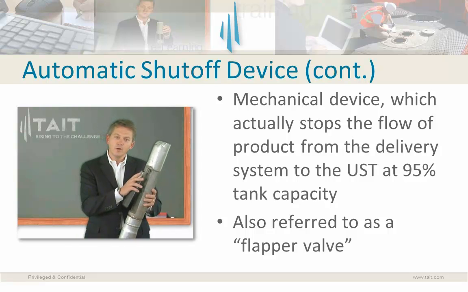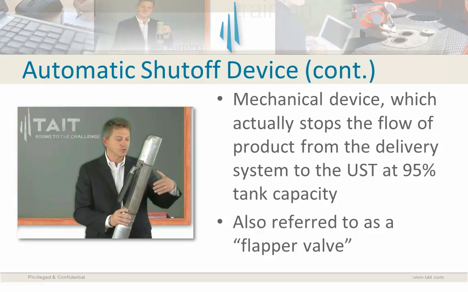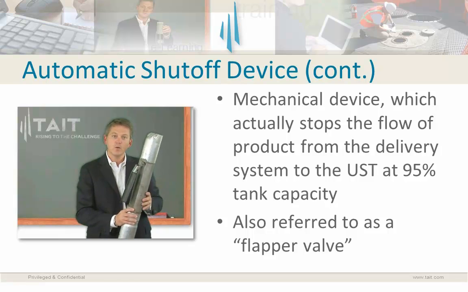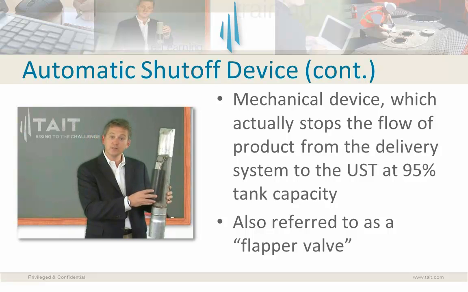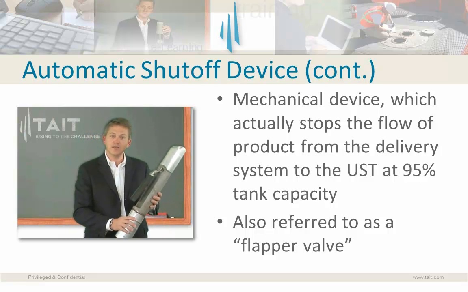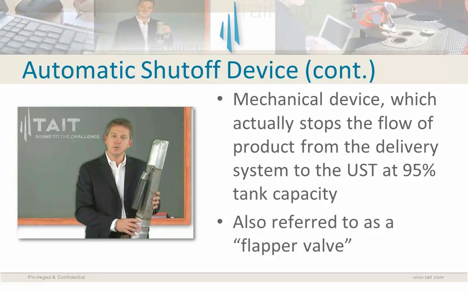Of all three approved overfill prevention devices, this is the only one that actually stops the flow of product. We can mechanically set that at a 95% tank capacity height within the tank. And this is a very commonly used system nationwide for overfill prevention.